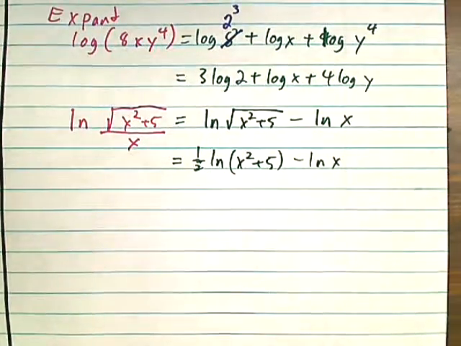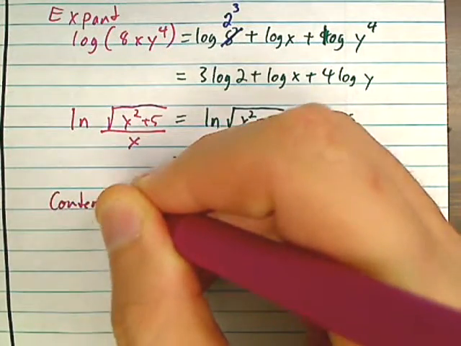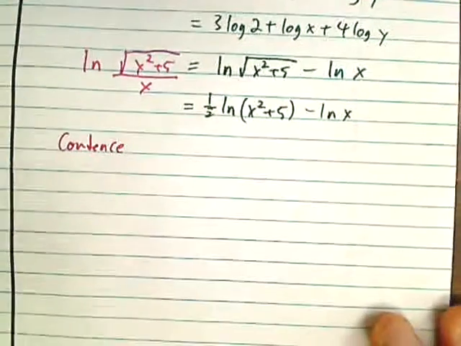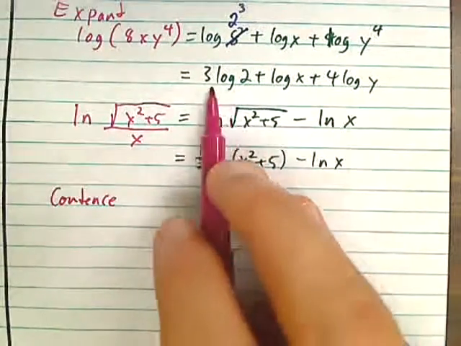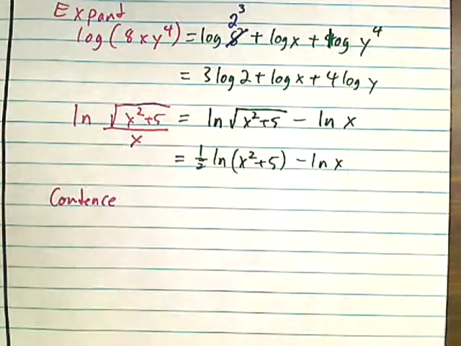One more bit of instructions here. It's going to be condense. Okay, this is the opposite of expanding. So I'm going to give you something in expanded form like this, and you need to work backwards to try to get them. Write it with just one logarithm.